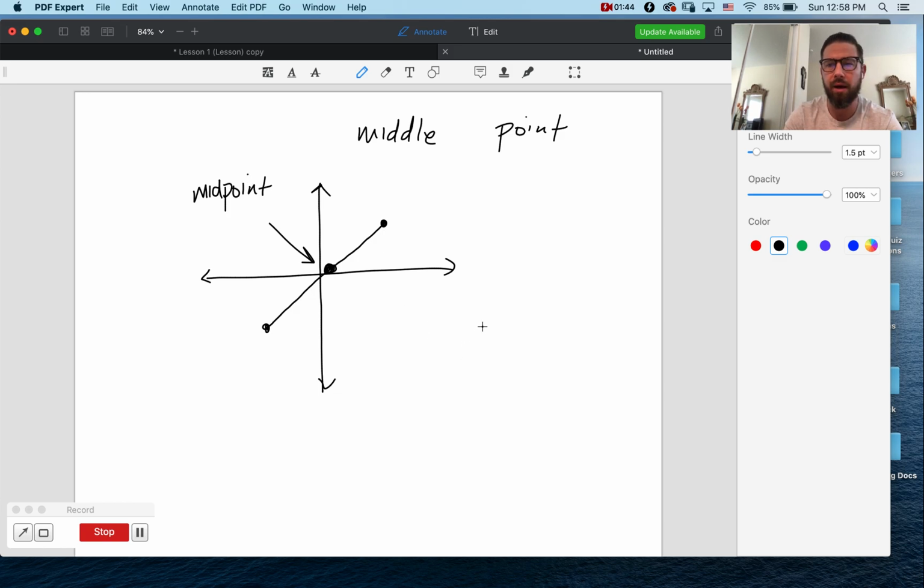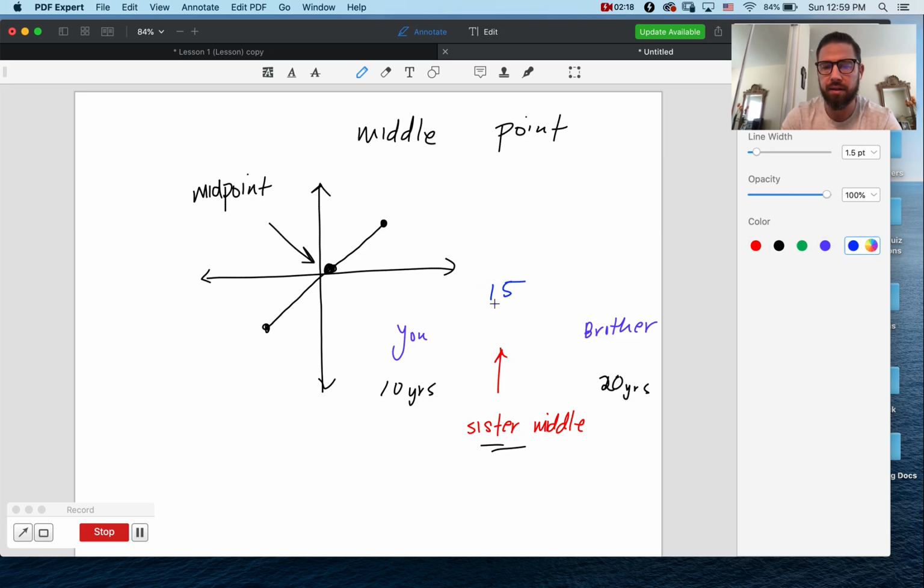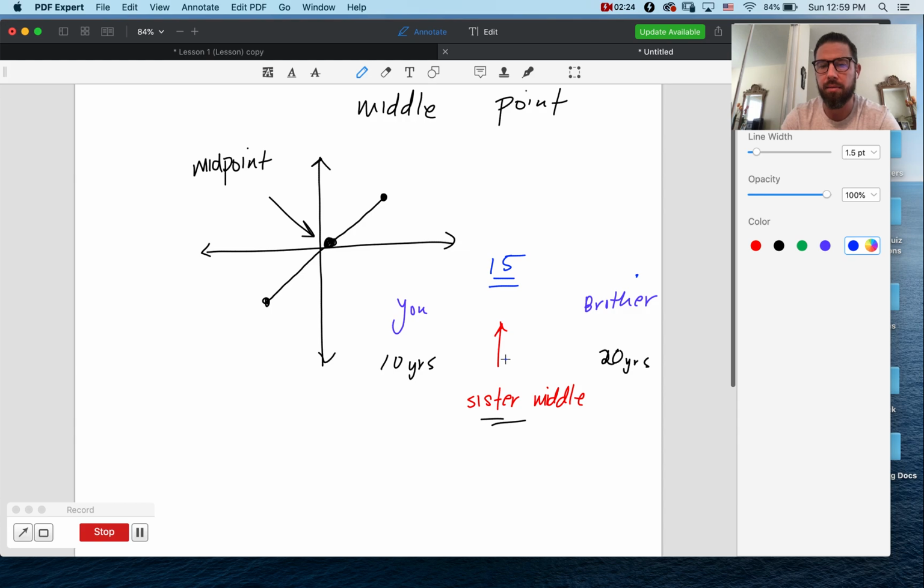Now, let's say you had a brother, and there was a sister right in the middle. Let's say you're 10 years old and your brother's 20 years old, and your sister is right in the middle. What's in the middle of 10 and 20? Well, that's 15. That's in the middle. But if you don't know how to figure that out, let me show you how you figure out the middle. The middle is easy.